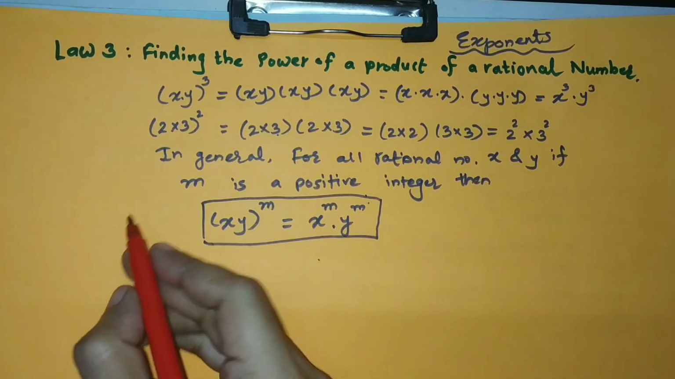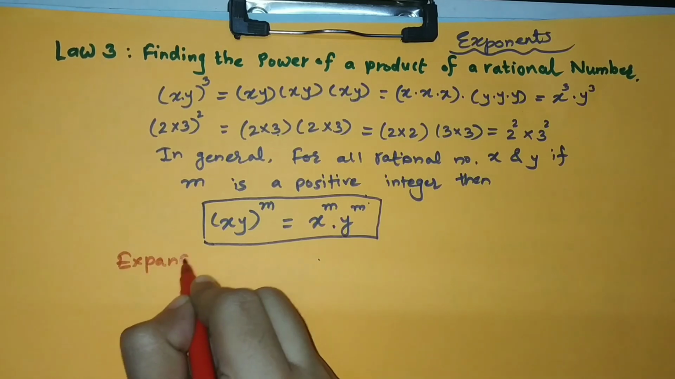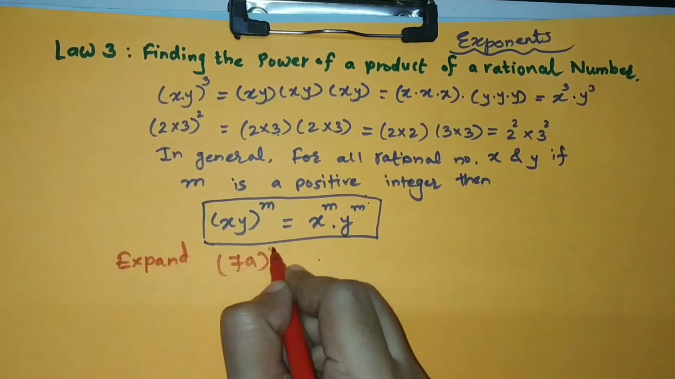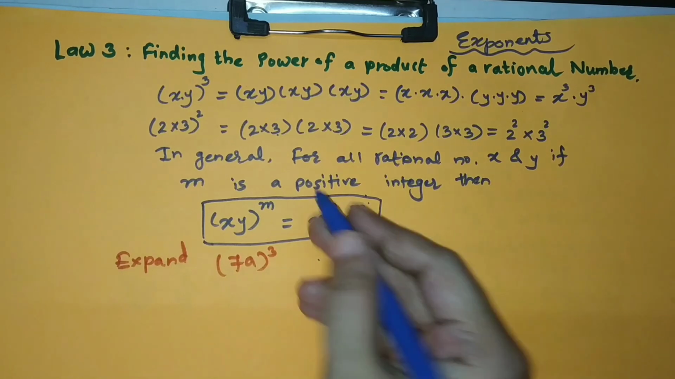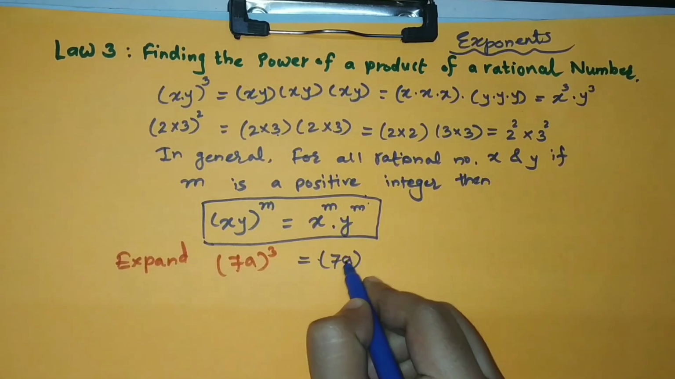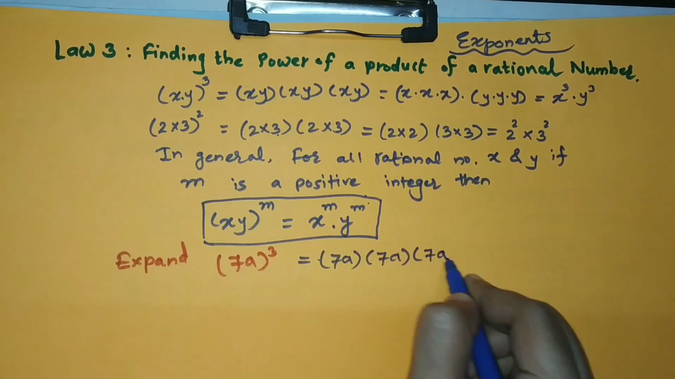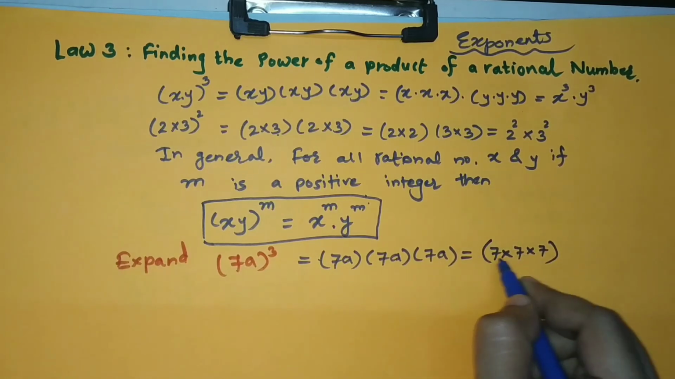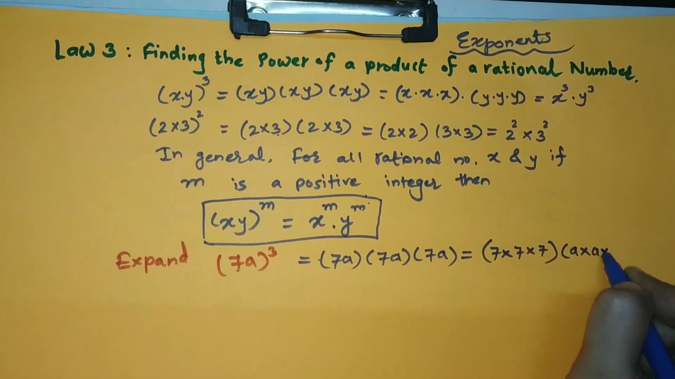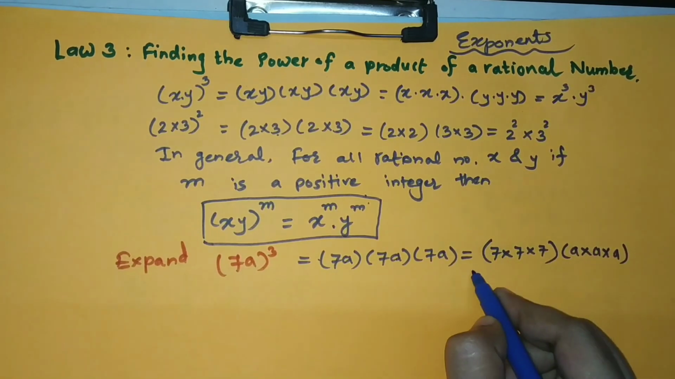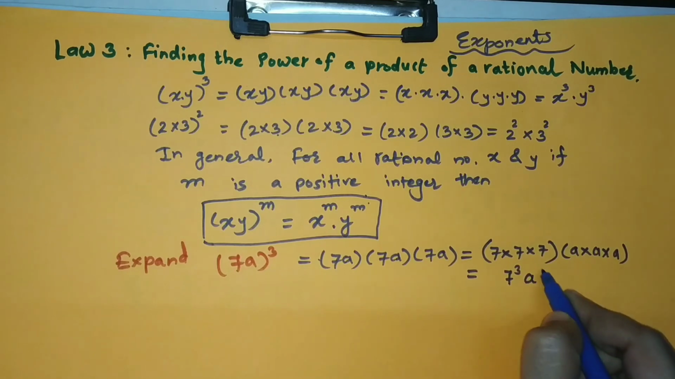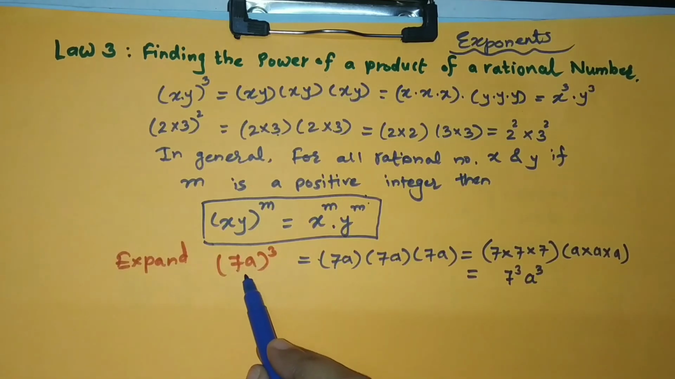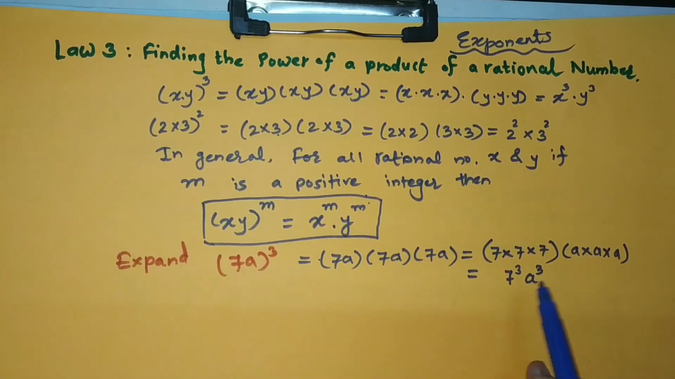I will show you some examples. For example, if you are having to expand (7a) whole cube. So friends, (7a) whole cube, you can just write 7a multiplied by 7a, three times. So you can write it like this, 7 into 7 into 7 in one bracket. This is one factor, and a into a into a in another bracket. So you can simply write it as 7 cube and a cube. That means here is a product of rational numbers, so you can take the power of individual factors, and then later on multiply.